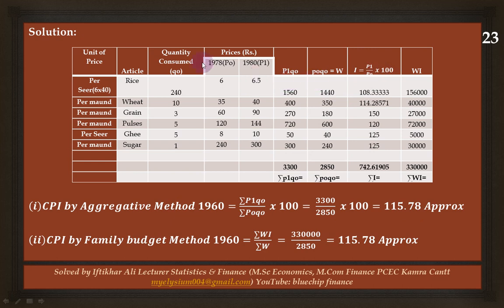For first row P1 is 6.5 and P naught is 6 multiplied by 100 equals to this value. For this row P1 is 40 and P naught is 35. 40 divided by 35 multiplied by 100 equals to this value, and so on. And sum is 742.61905. And sum of WI, we just simply multiply these two values and take the sum, that will be equals to 330000. After putting the values, the answer is 115.78.